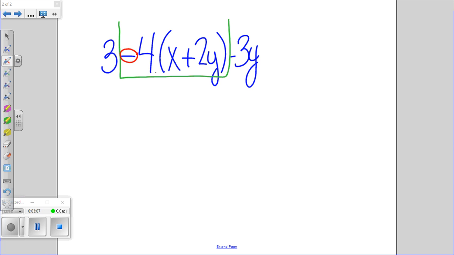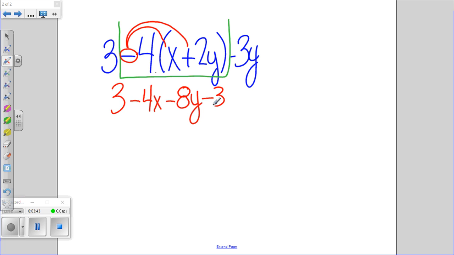So in my mind, I've turned my subtraction sign into a negative, and I know I need to distribute that with my 4. So I'm going to say negative times a positive. This is going to be a negative term. 4 times x gives me 4x. Then I'm going to take my negative again. Negative times a positive is a negative, so I know this is minus whatever this term is. 4 times 2y is 8y. And then I can just bring down the rest of my problem. So it's 3 minus 4x minus 8y minus 3y.